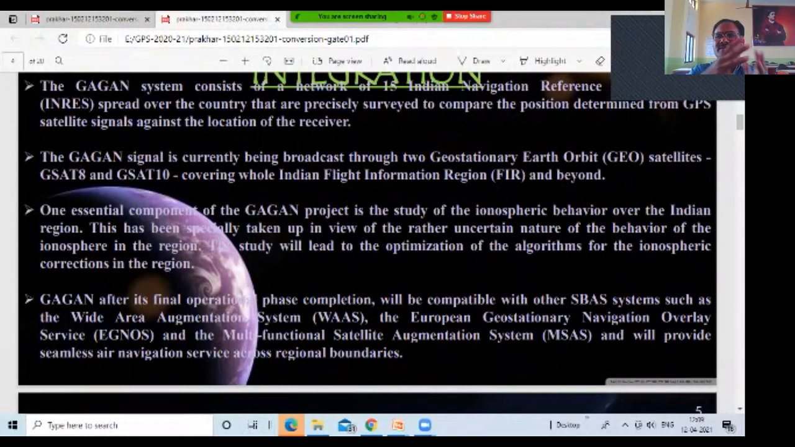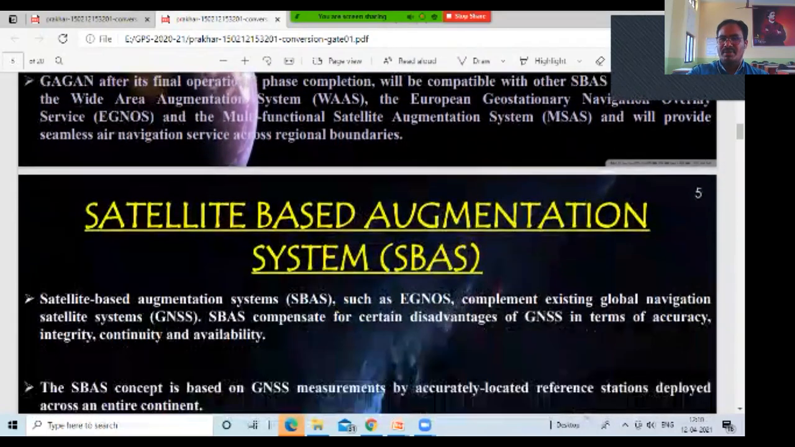So GAGAN is a mix of all the best things that are there: one is by the WAAS, the second one is by the EGNOS, and the third one is the MSAS. So a mix of these three technologies will be used by the GAGAN for its navigation purposes.